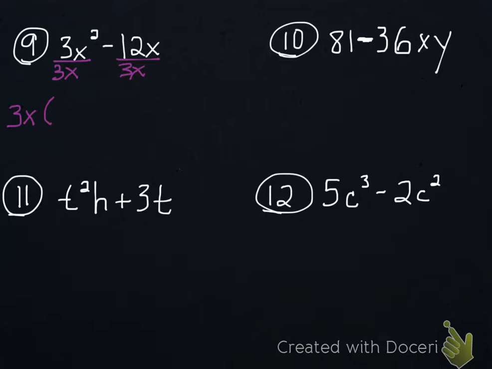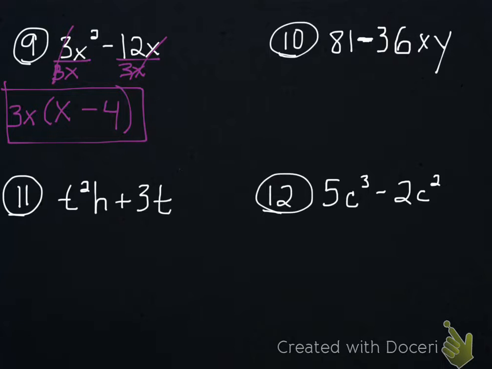So 3x squared divided by 3x. The 3's are going to cancel. I had 2 x's. I took one away. I have 1 left. So it's x minus. Now 12 divided by 3 is 4. And notice the x's cancel. So the answer is 3x times x minus 4.